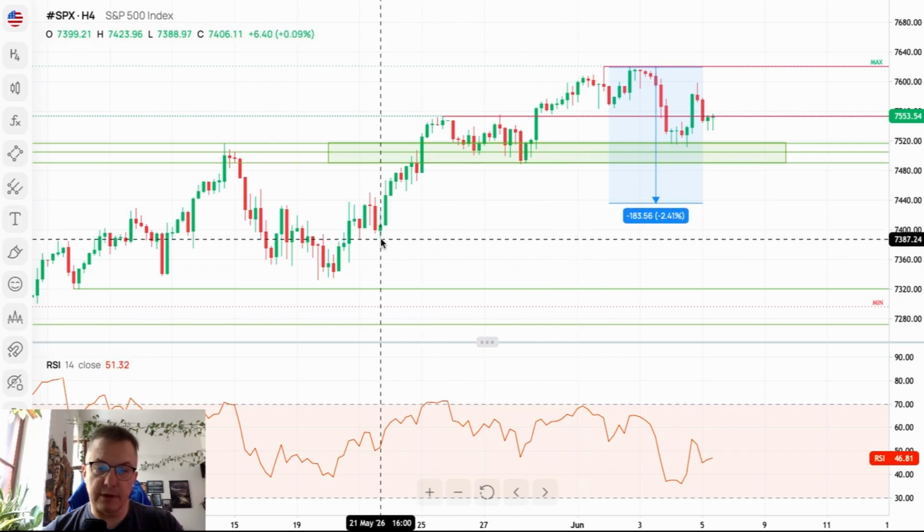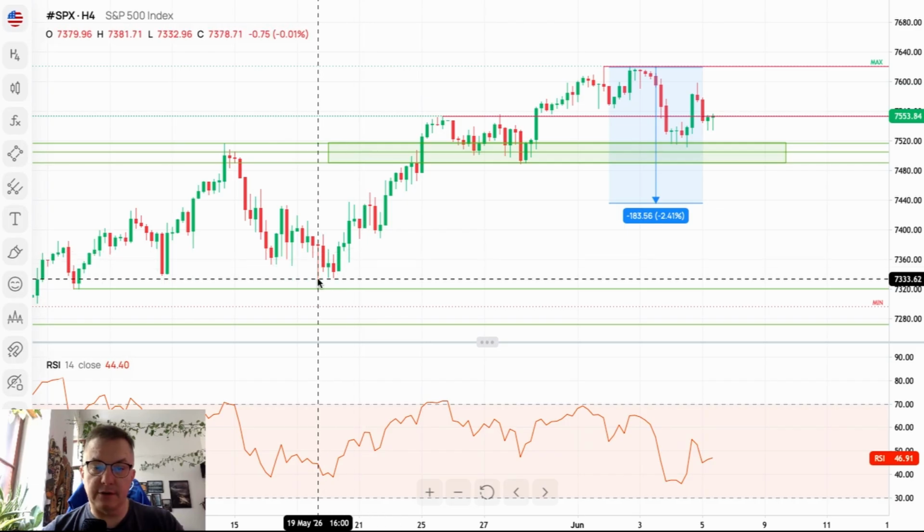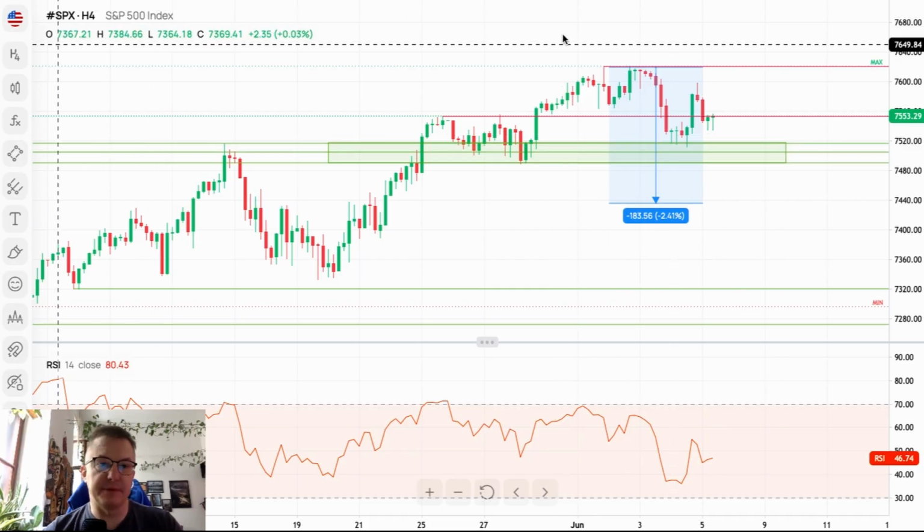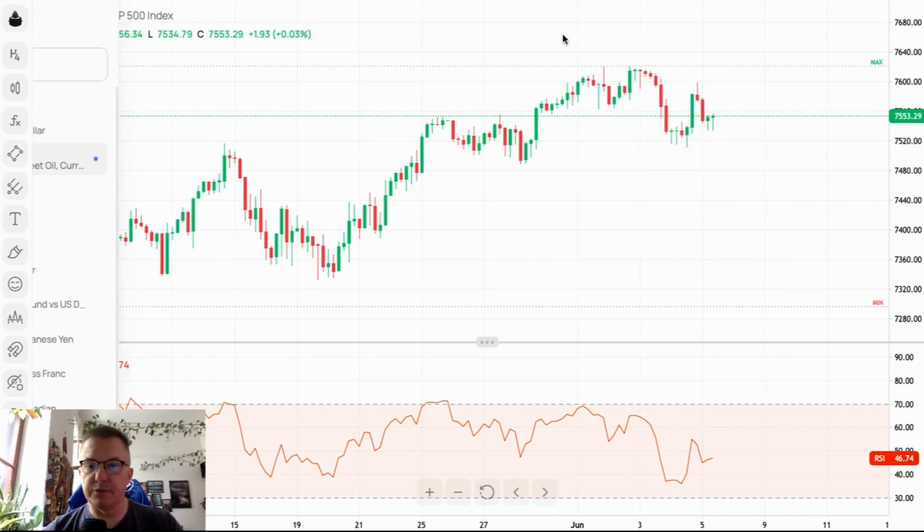We will drop technically towards 7,387 or even towards this technical support starting at 7,332. So that's the situation on the S&P 500. A little bit of the pullback.